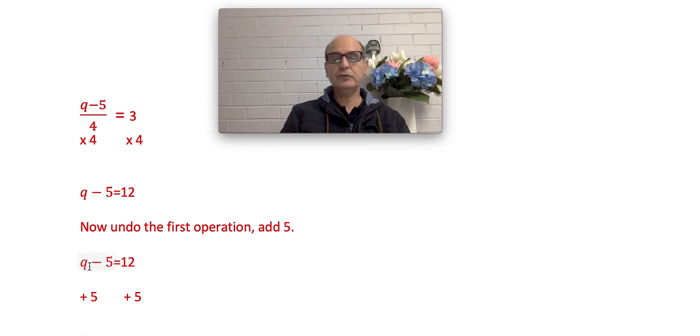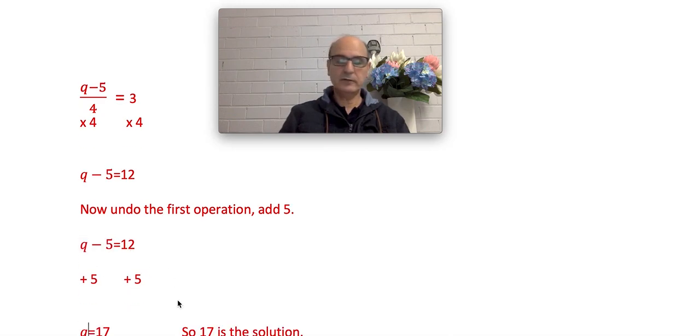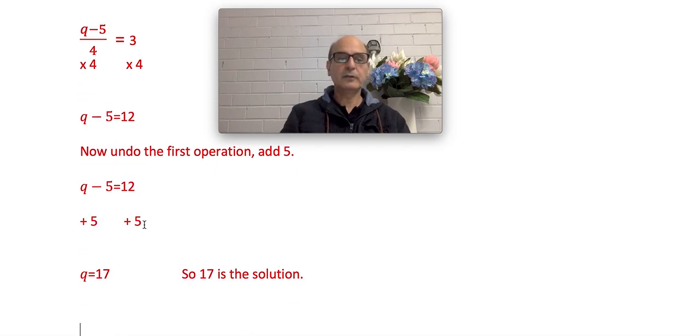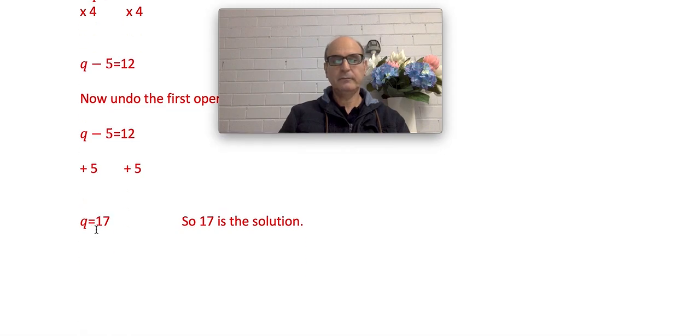What happened to q? 5 has been taken away from that. So undo it by adding 5, by doing the opposite operation. 5 has been taken away, you add 5. But here also on the right hand side, you've got to add 5. So 12 plus 5 is 17, and q minus 5 plus 5, that 5 will go away, and you end up with q, because once you take away 5, then you're adding 5. So that means you get back to q.